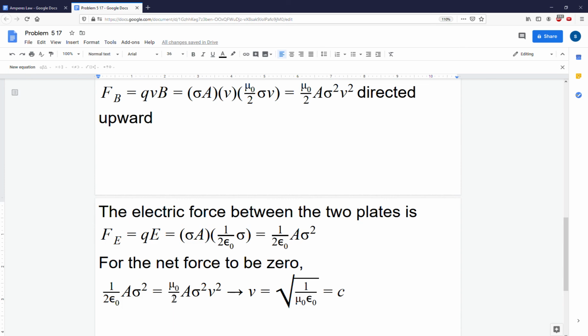So let's move the mu sub naught over 2 to the other side by turning it into 2 over mu sub naught. The 2's cancel, and we're left with 1 over epsilon naught mu naught is equal to v squared, or v is equal to the square root of 1 over mu sub naught epsilon naught. Now you might recall, I'm not sure if we actually talked about this, but this term right here, 1 over the square root of mu naught epsilon naught, that is the speed of light. In order for these two plates to not experience any net force, they would have to be moving at the speed of light.